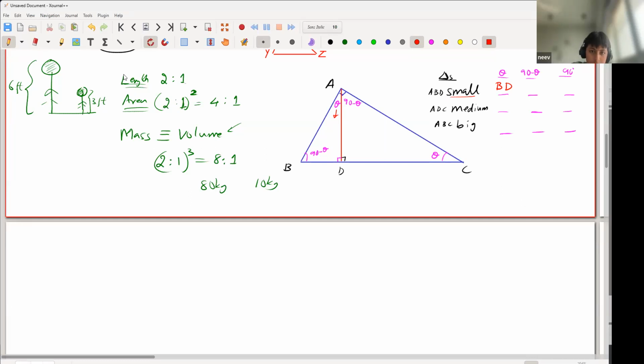Neev, I'm not going to ask you the next one, I'm going to ask you to fill this one. In the big triangle, the side opposite to 90 minus theta is what? DC? Which one, BC or DC? In the big triangle? The big triangle is the original big triangle, ABC, right? Focus on the big triangle. Focus on the angle which is 90 minus theta there, and tell me what's the opposite side.